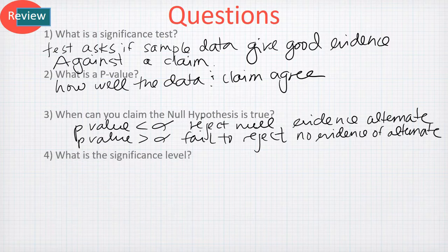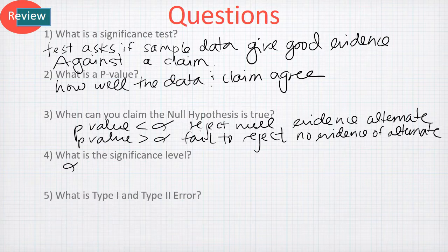What is the significance level? Well, in a shorthand term, your significance level is your alpha, right? So if your p-value is smaller than your alpha, we say that the data is statistically significant at the level of your alpha, right? But basically, it's just your alpha level.